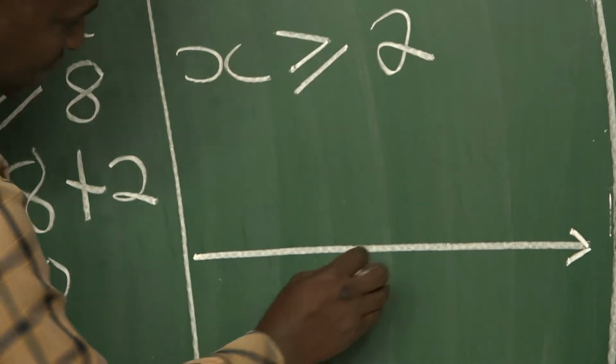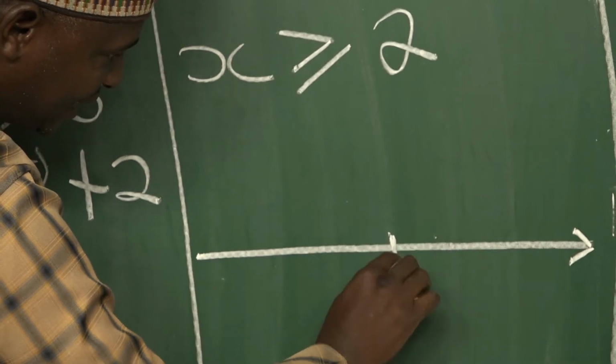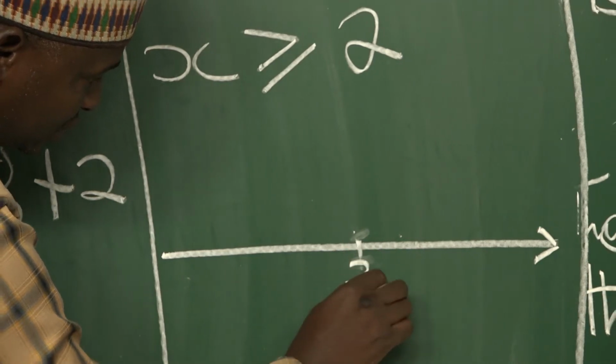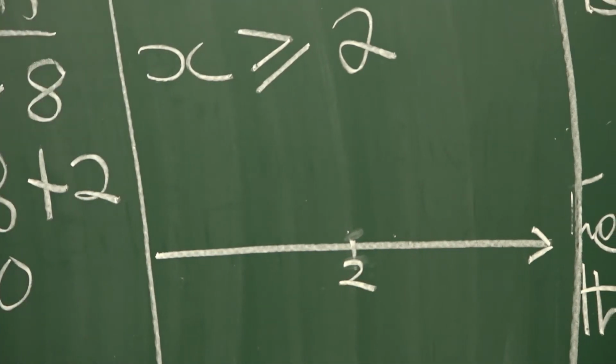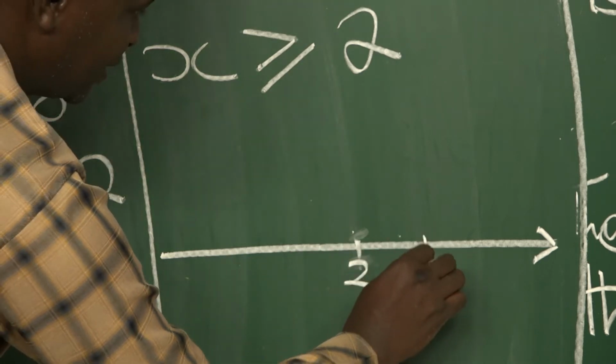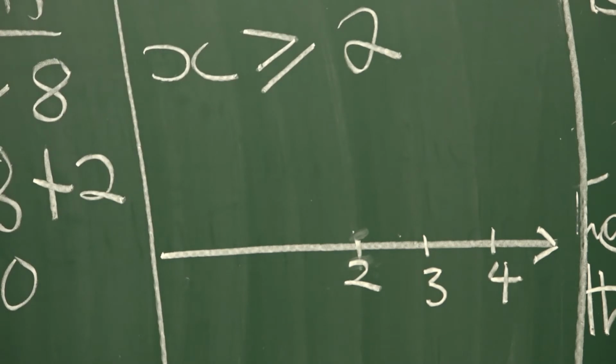So we have 2. Make sure the answer is there on the number line. So we have 2, 3, 4. The most important thing is to make sure the number 2 appears on the number line. So that's why you see when I'm writing the numbers, I started with 2.